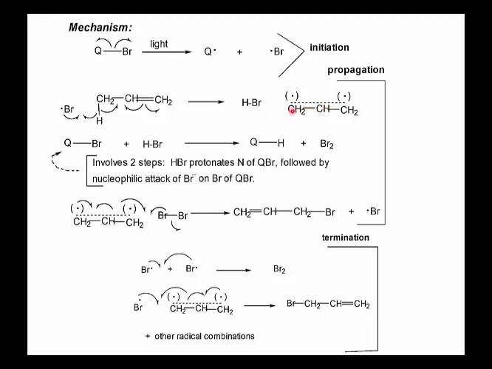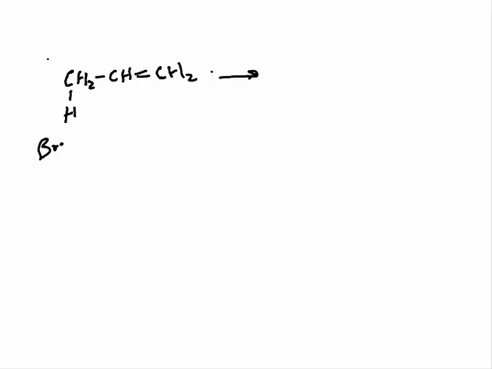Now, I need to explain that a little better, so I want to go to my whiteboard to make that a little clearer. Okay, I'm at the whiteboard now. I want to show you the reaction here in a little more detail. As we mentioned before, the bromine atom comes up and abstracts a hydrogen atom, one of the allylic hydrogen atoms.